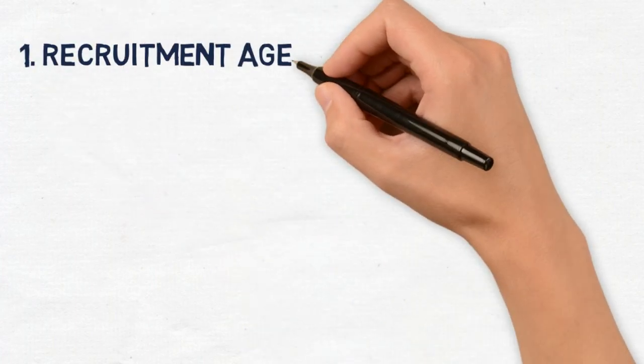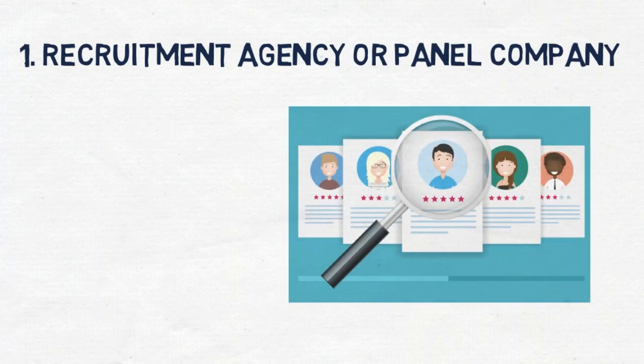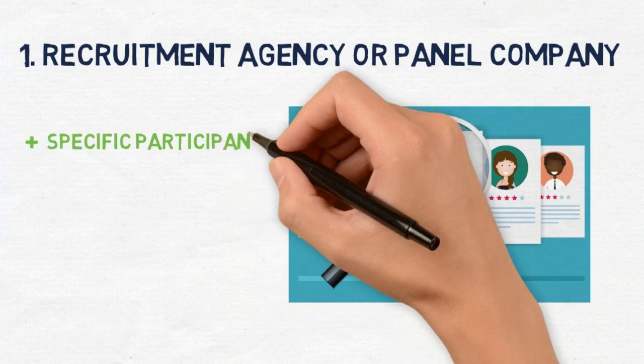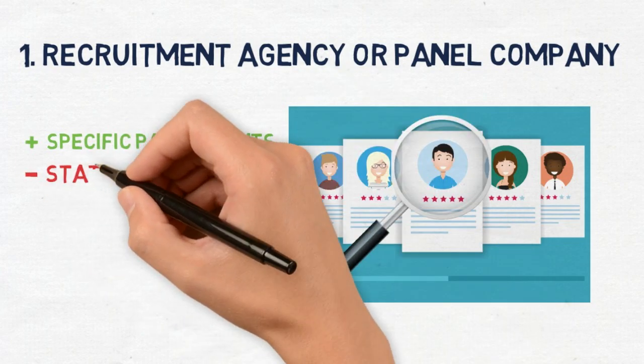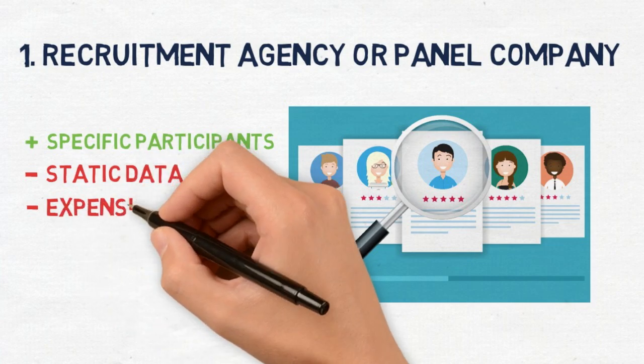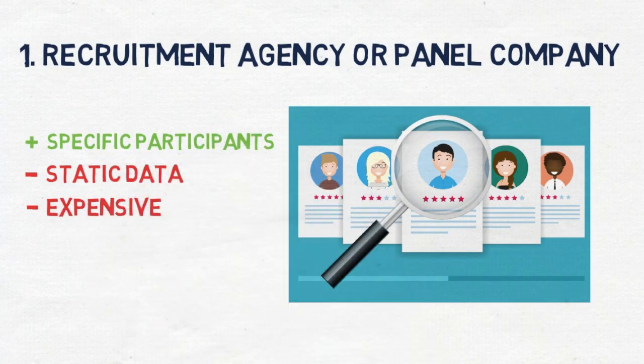The first option is to work with a recruitment agency or panel company. When working with an agency, they'll help you find the specific participants you're looking for. However, it can often be costly and you may have to wait a while to receive qualified participants. When using an agency, you'll need to do due diligence. Check for past reviews. See if they're providing good quality participants. Ask them how they recruit. Do they have their own database of participants, or are they outsourcing to other panel companies?